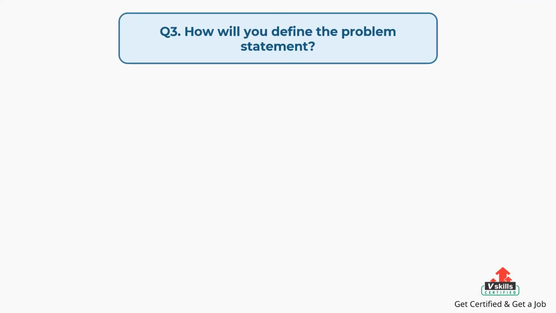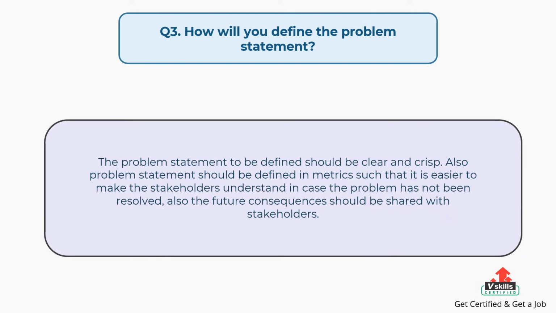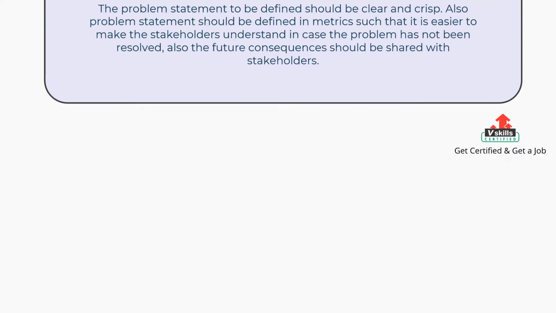Question number 3. How will you define the problem statement? The answer is, the problem statement to be defined should be clear and crisp. Also, the problem statement should be defined in metrics such that it is easier to make the stakeholders understand in case the problem has not been resolved. Also, the future consequences should be shared with stakeholders.